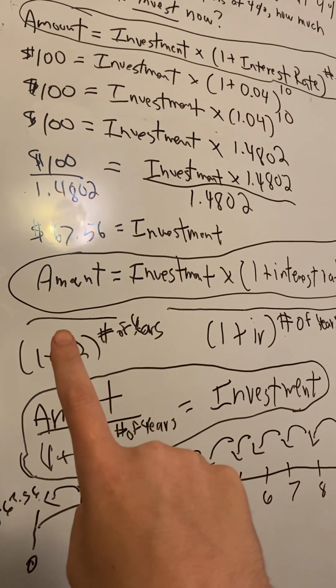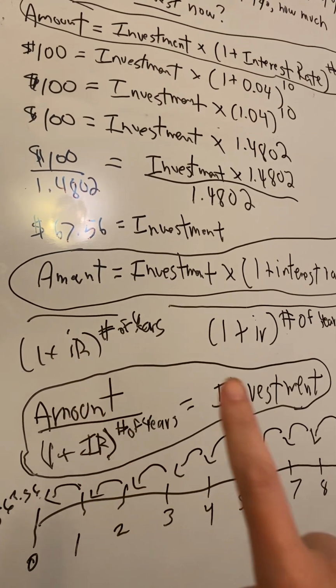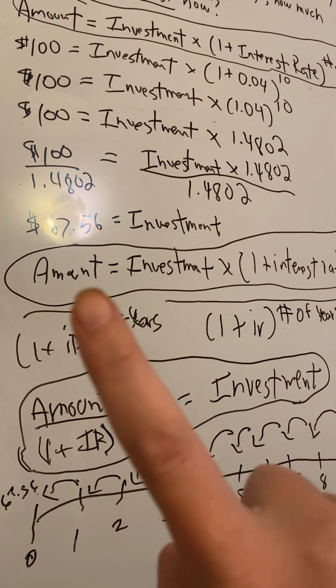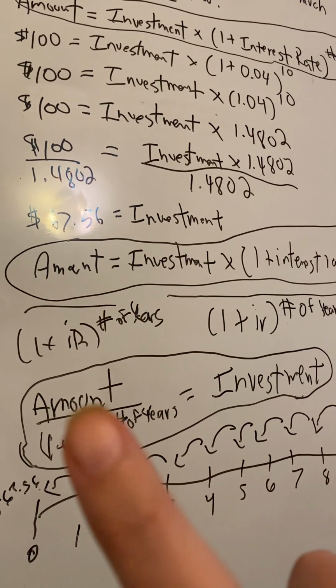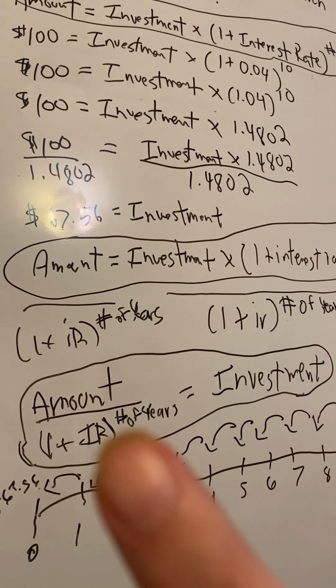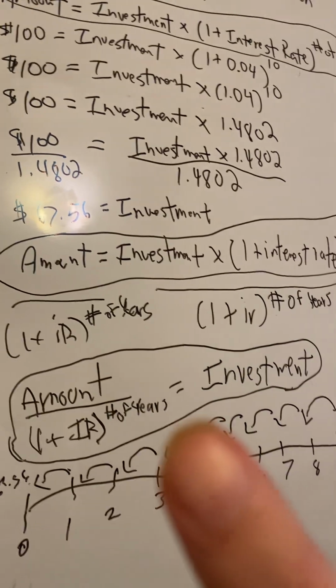And we divide the left side. And what we're left with is investment equals the amount, which is there, divided by 1 plus the interest rate raised to the number of years.